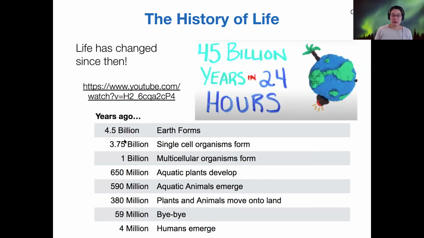So to wrap that up in a nutshell, we've got the Earth forming around 4.5 billion years ago. And then very quickly after the early bombardment ends, we get single-celled organisms, and then multicellular organisms, aquatic plants, aquatic animals, things that live on land. There should be an emoji of dinosaurs going bye-bye here. And then humans emerge at the very end. So we're just a very recent addition to this whole story.